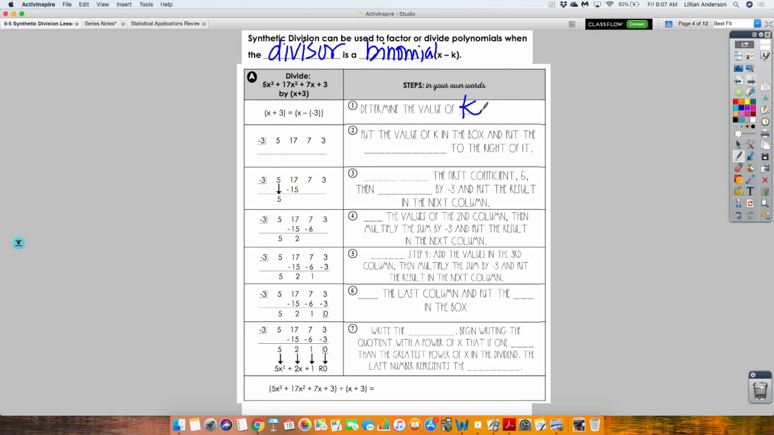Because in order for us to get an x plus 3 from a binomial that's in the form of x minus k, then k had to be a negative number. So it's always the opposite of whatever's on the inside of the divisor. So you put the negative 3 in the box, and you put the coefficients to the right of it. So we have 5x to the third, so you put a 5, 17x squared, you put a 17, and so on and so forth.